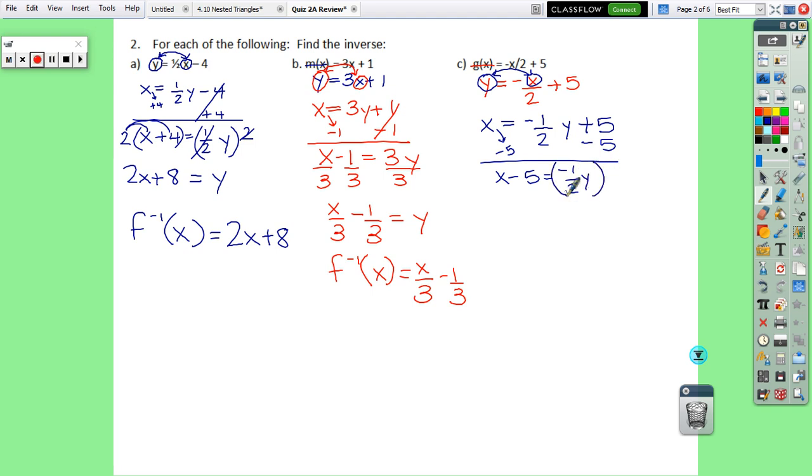And then to get rid of a fraction, you multiply by the reciprocal. So we're going to multiply by a negative 2 here because we want the y to be positive. So when we distribute the negative 2, negative 2x plus 10 is equal to y. And to write that in function notation, f inverse of x is equal to negative 2x plus 10.